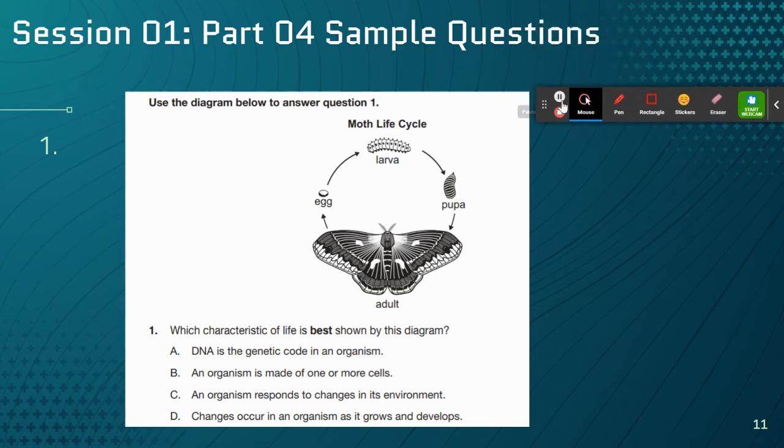Which characteristic of life is best shown in this diagram? So in this specific diagram, which characteristic of life is shown? I'm going to give you a minute to read the question and then answer it on the Ed puzzle. You can pause this if you need to.